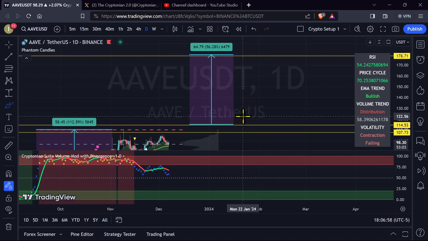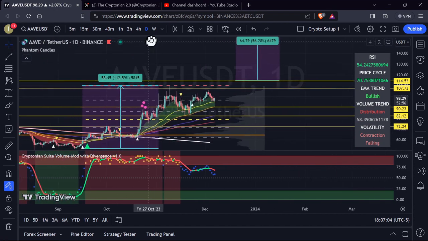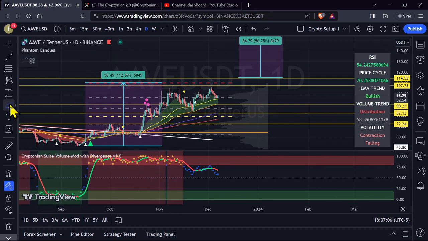Now, of course, that's not going to happen overnight. That's going to take time. And of course, if Bitcoin does correct, then AAVE will correct with the market as well. So those are the two scenarios. Please keep this in mind. This is not investment advice.